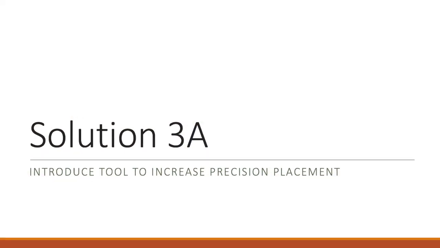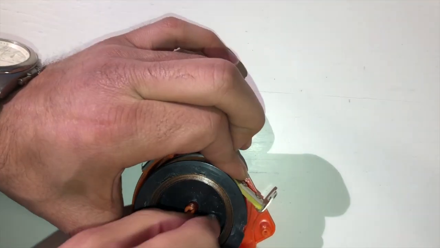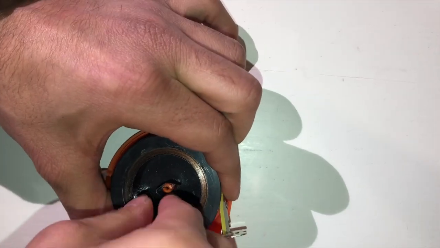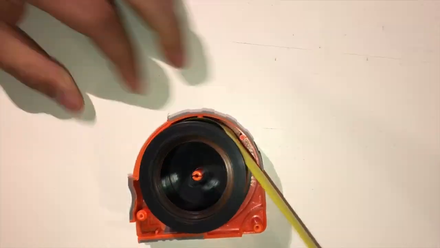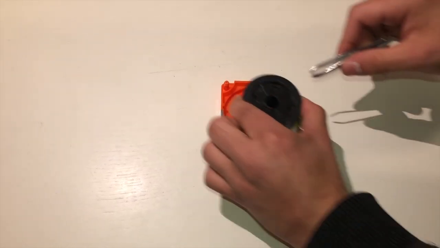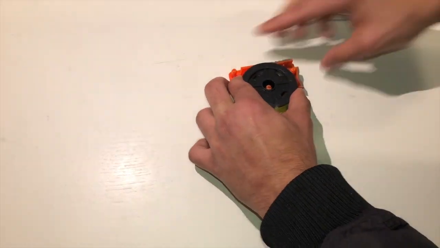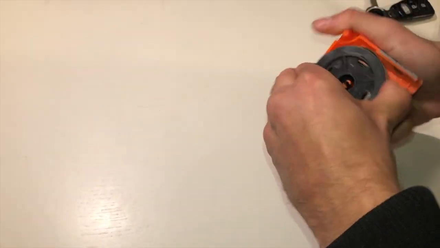The first part of the third solution implemented was to introduce a tool to increase the precision at which the worker places the spring in the winding stem. Considering the spring is quite thin, this resulted in an issue where the worker could not place their fingers inside of the housing to position the spring onto the stem. To solve this issue, we issued the worker with industrial tweezers to increase the precision of the spring installation.